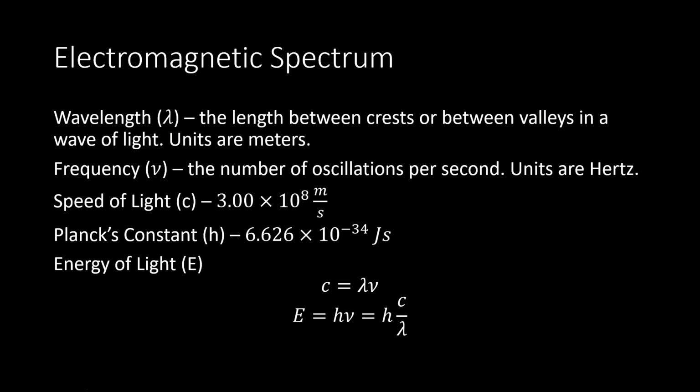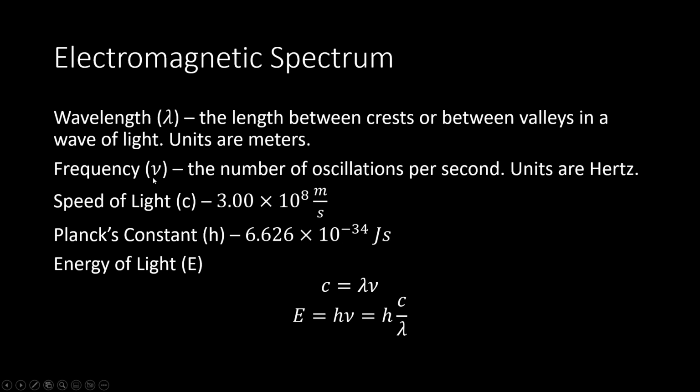Looking at our different parameters for the electromagnetic spectrum, we have wavelength represented by lambda. That is the length between crest to crest on an oscillating wave, so the top of one peak to the next, or from valley to valley, the physical distance between one low point in a valley to the next. The units of that will be meters.